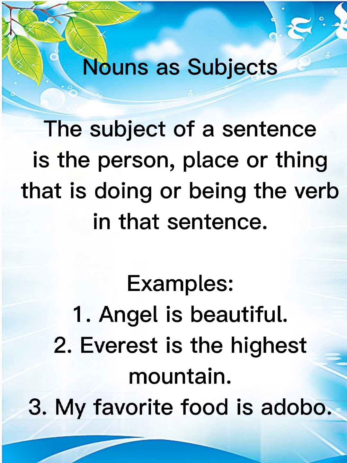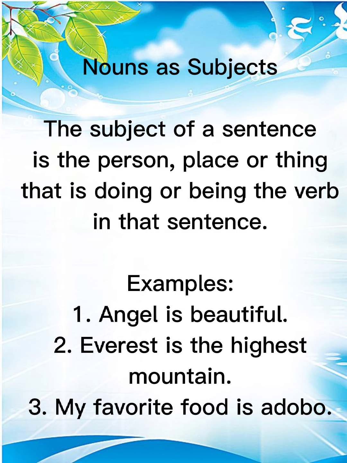Nouns can be used as subjects. We know that every sentence must have a subject, and the subject of a sentence is the person, place, or thing that is doing the act or being the verb in that sentence. Let's have these examples. 1. Angel is beautiful. Angel is a noun that is used as subject of the sentence, and it is a proper noun.